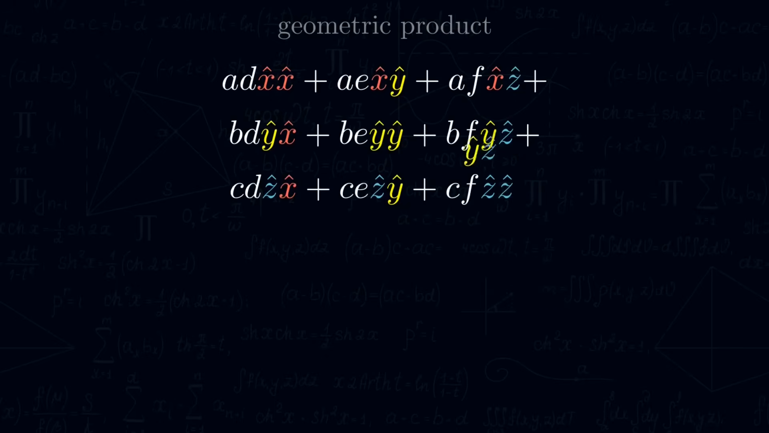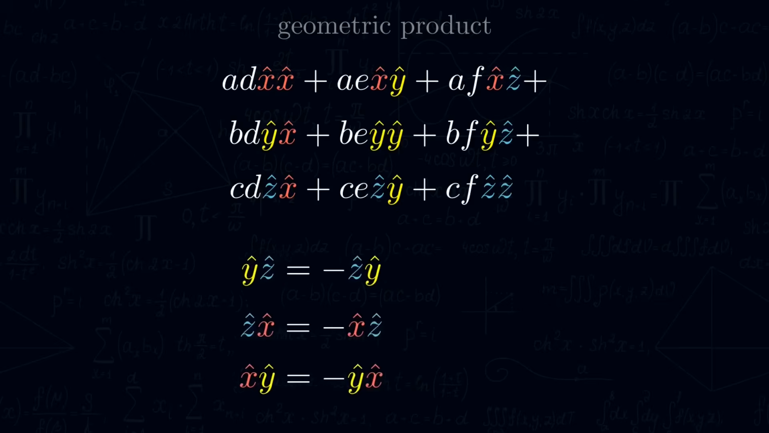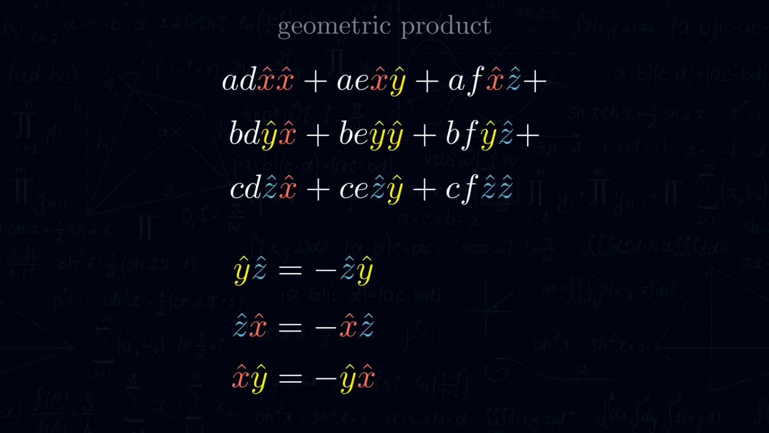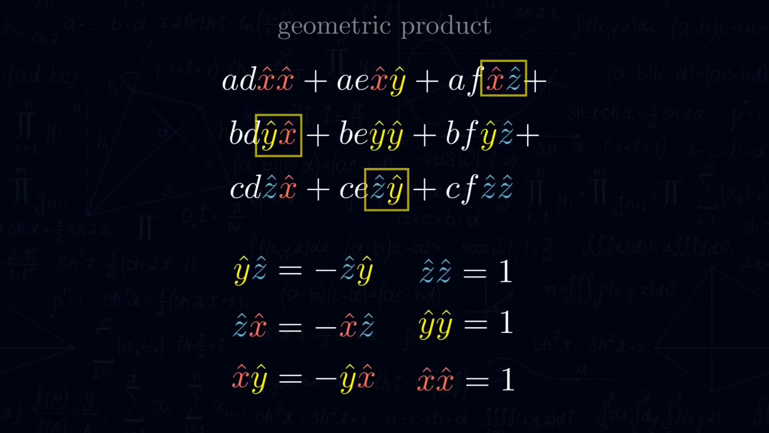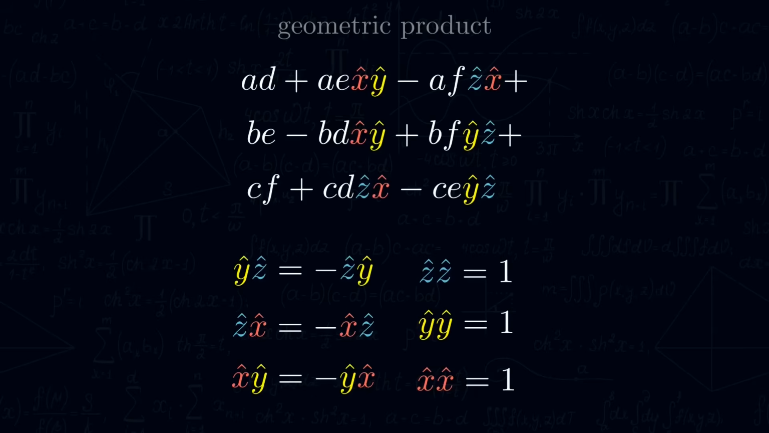In other words, commutation matters. It's not the same to have y times z as z times y, but they anti-commute, meaning you just flip the sign when you swap the order of two different basis vectors. And when a basis vector multiplies itself, the result is 1. Now we'll swap these three terms, change the signs accordingly, convert these other three into ones, then reorganize once.